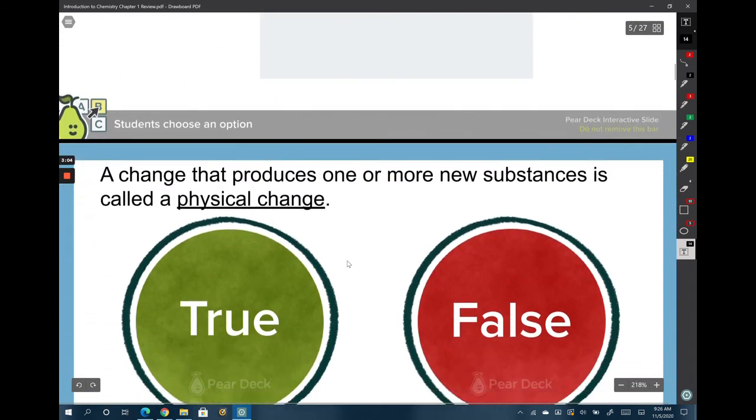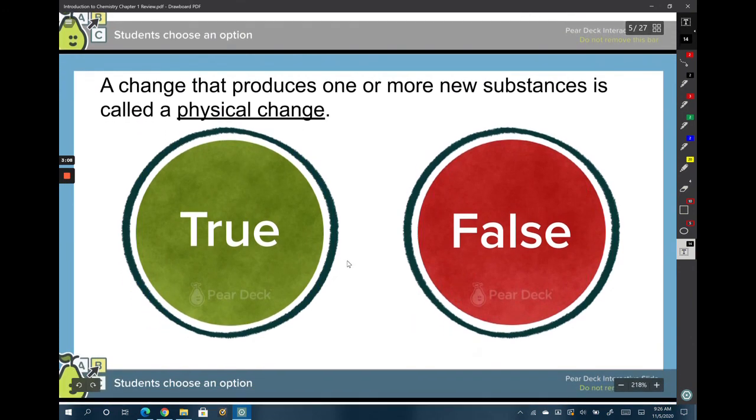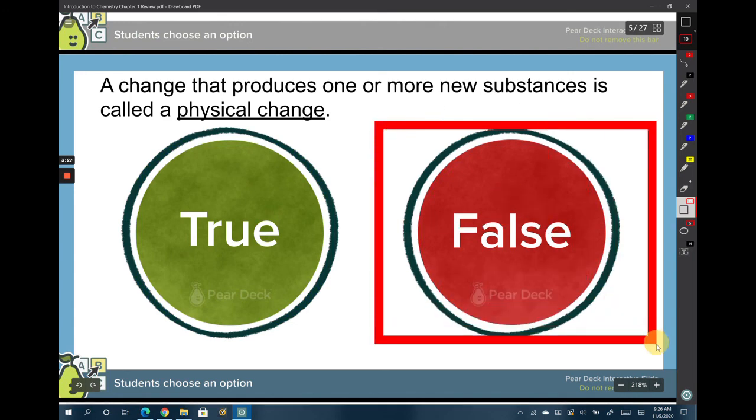A change that produces one or more new substances is called a physical change. A change that produces one or more new substances is a physical change. Remember that in a physical change, nothing new is created. However, in a chemical change, you get new substances created. So this statement would be false.